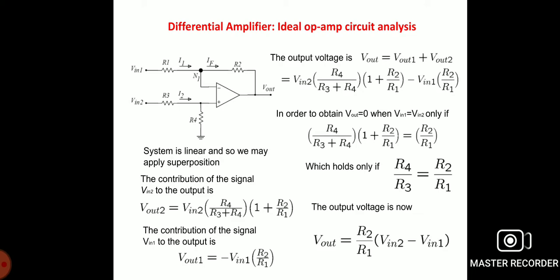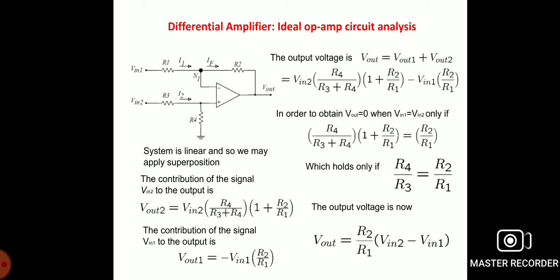It can be consolidated as the output voltage of the differential amplifier. In order to obtain the output voltage equal to 0 when input voltage 1 is equal to input voltage 2, R4 divided by R3 plus R4, into 1 plus R2 divided by R1, must be equal to R2 divided by R1, which holds only if R4 divided by R3 is equal to R2 divided by R1. So the output voltage V out is equal to R2 divided by R1 into input voltage 2 minus input voltage 1.